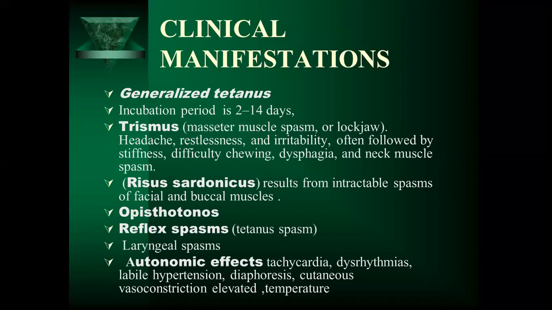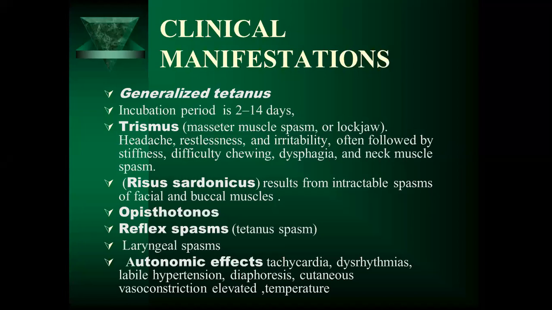The incubation period is 2 to 14 days, and the features you will find are in the whole body. Trismus. What is trismus? This is masseter muscle spasm, or lockjaw, in which there will be headache, restlessness, irritability, followed by stiffness, difficulty chewing, dysphagia, and neck muscle spasms. All the facial muscles are involved and it looks like lockjaw, not able to open the mouth. And what happens in risus sardonicus? That is the irresistible spasm of the facial buccal muscles.